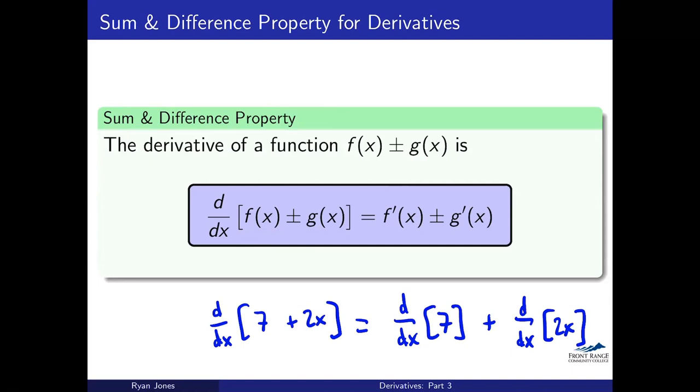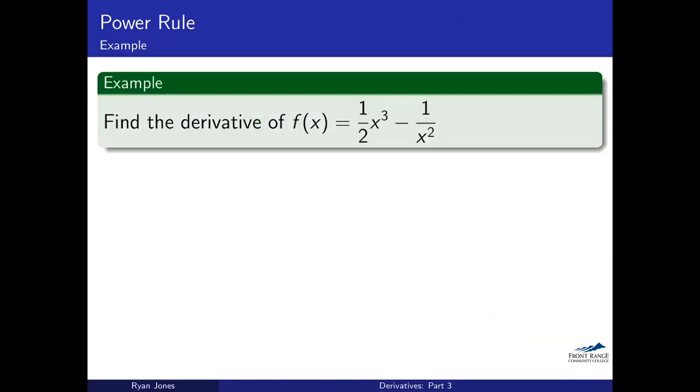So let's go ahead and do an example here. We're going to keep using the power rule. That's all we've really learned so far, is that power rule. So here you can see that I have 2 distinct parts that are being subtracted from each other. So really all that's saying is that when I do my derivative, just take a derivative of each of them and then just subtract those answers, right? So let's go ahead and go on with this.